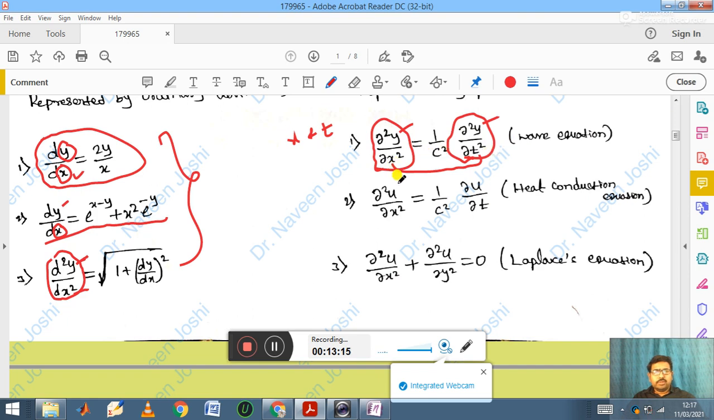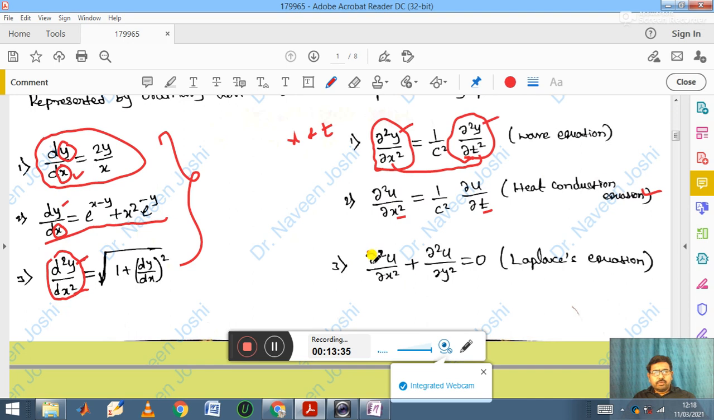Go to the second example. Del square u by del x square equals 1 by c square into del u by del t. Here also we have two independent variables, x and t. So this is known as the heat conduction equation.